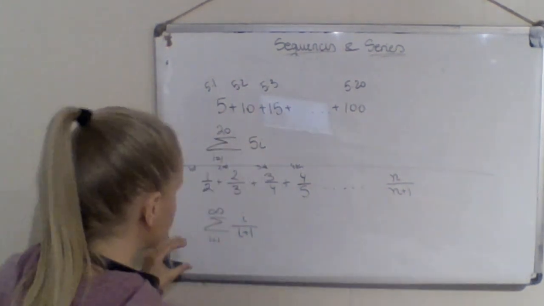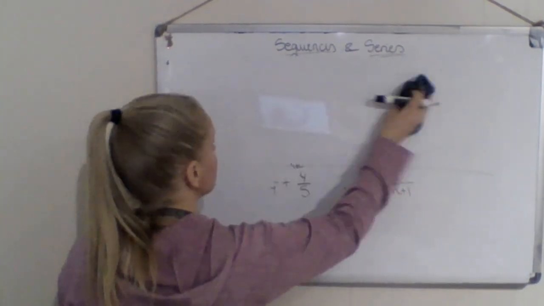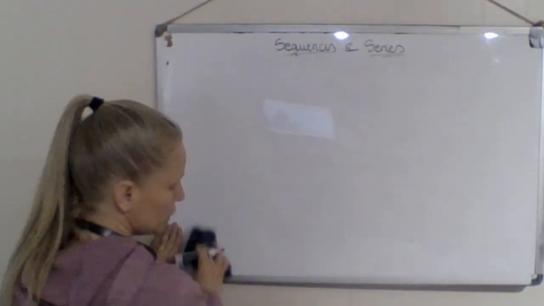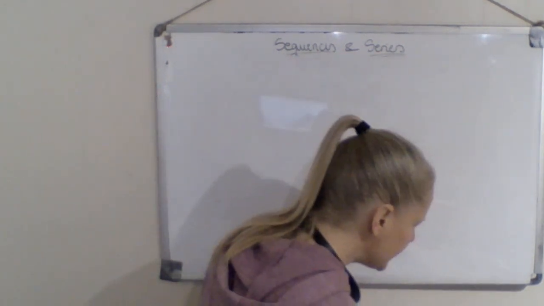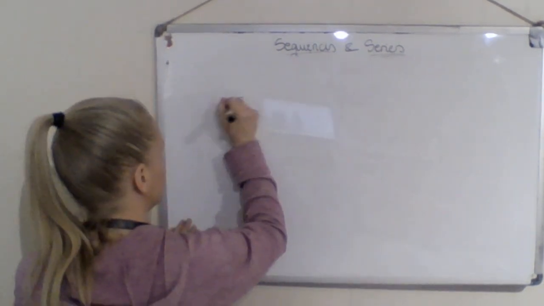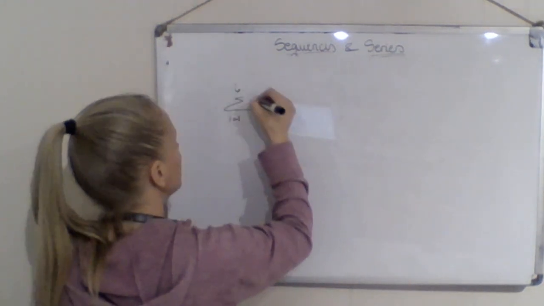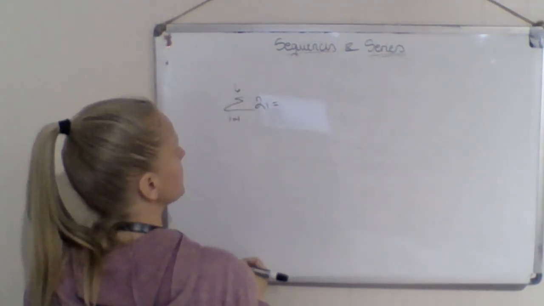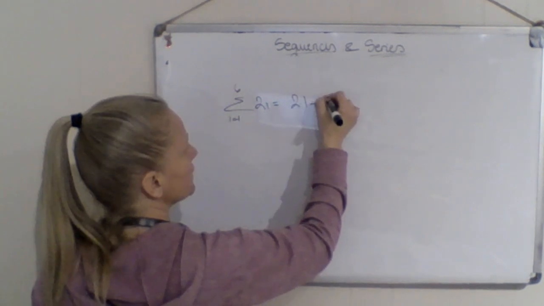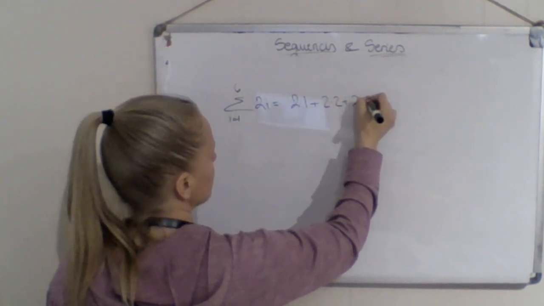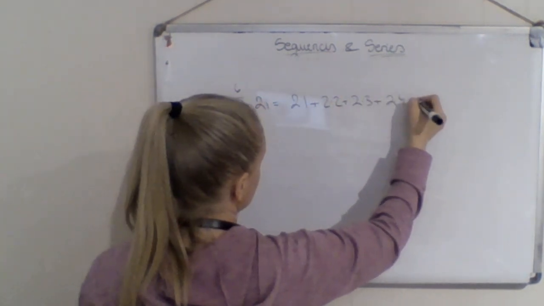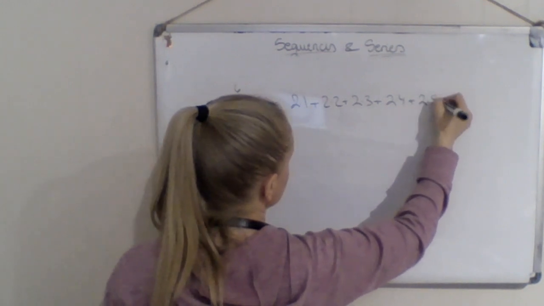Let's move on to the last part of this lesson. This is a little bit of a longer video. The next one should not be that long. It says, find the sum, i equals 1 all the way to 6, of 2i. Well, this is 2 times 1 plus 2 times 2 plus 2 times 3 plus 2 times 4 plus 2 times 5 plus 2 times 6.